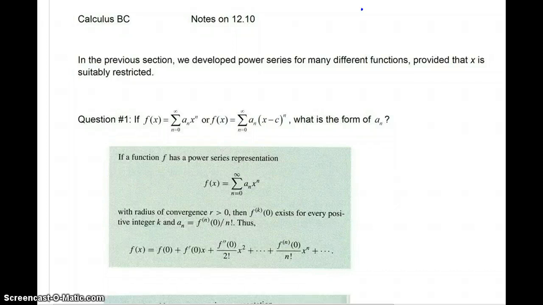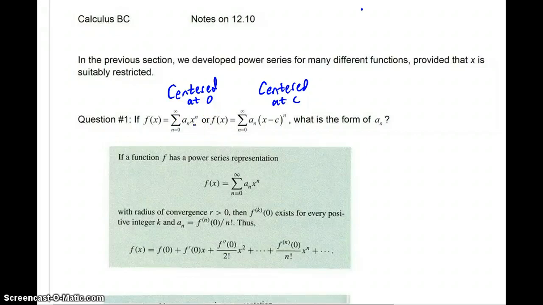If a function is equal to the summation from n equals 0 of a sub n x to the n, and by the way, we'd say this is centered at x equals 0, or f of x is equal to sigma of a sub n times (x minus c) raised to the n, this would be centered at c. And by the way, whatever you are seeing in these parentheses, x minus c, that's where you will find your center. You can see for the first example that would be equivalent to x minus 0.